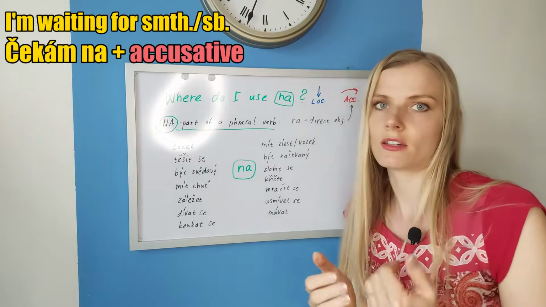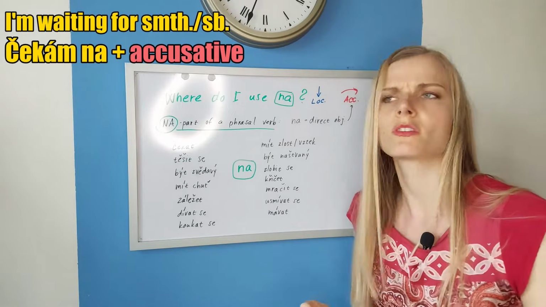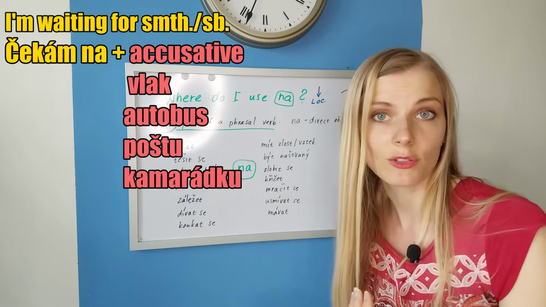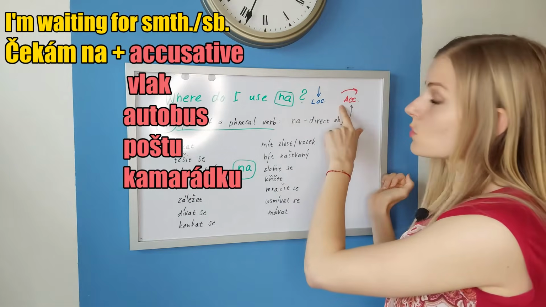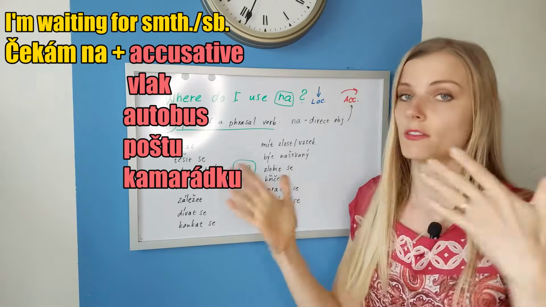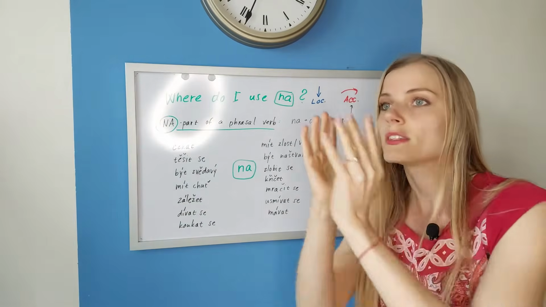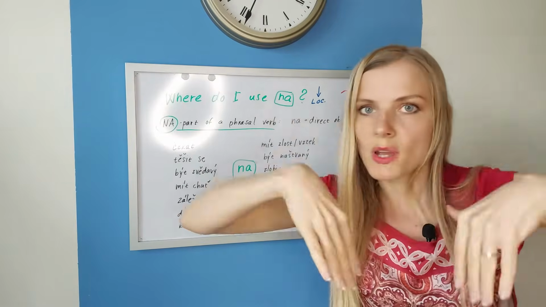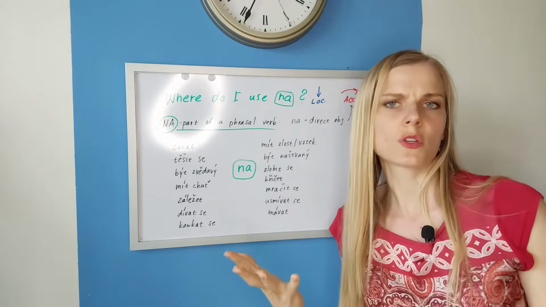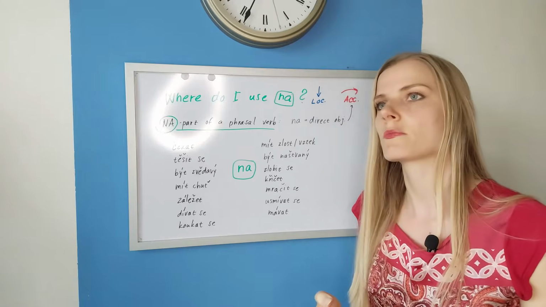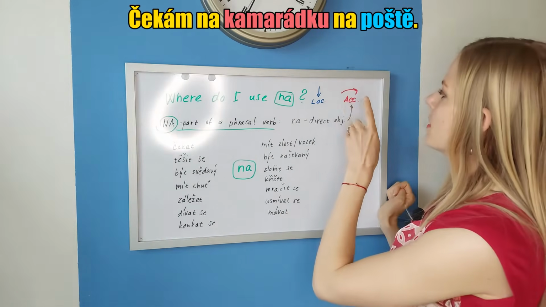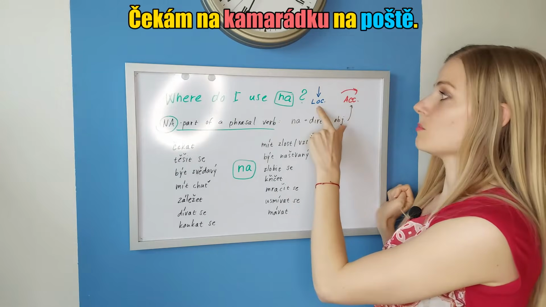Čekám na vlak, na autobus. Or na poštu is I'm waiting for something to come to me or someone. Čekám na kamarádku. I'm waiting for my friend. You could also apply the symbol, the direction, the arrow. I'm waiting for something or someone. That would be the accusative. Not I'm waiting here. And of course we could use both in one sentence. Čekám na kamarádku na poště.